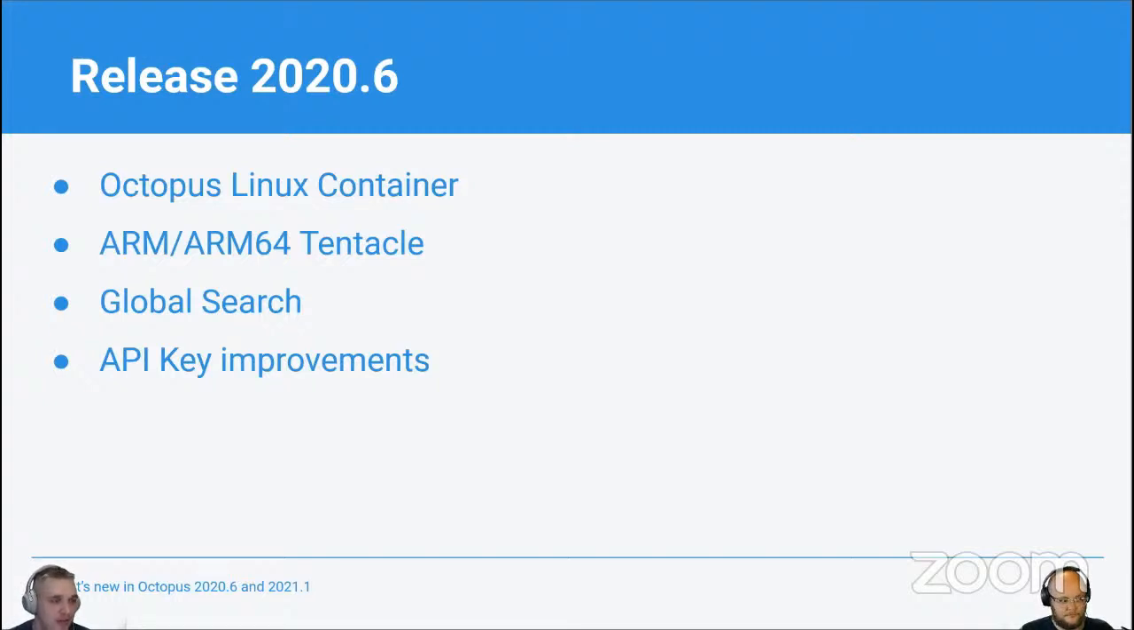So firstly, what came out in 2020.6? Firstly, we had the Octopus Linux container image. We're not going to talk too much on this today, as me and Derek are back in a few weeks' time to go through the ins and outs of that container image. I'm going to show you how to spin that up locally and also deploy that into various different cloud platforms. Octopus has now introduced support for ARM and ARM64 for the Tentacle. We've also introduced a new global search in Octopus. And lastly, we've made a number of changes to API keys, especially around managing them and the expiry.